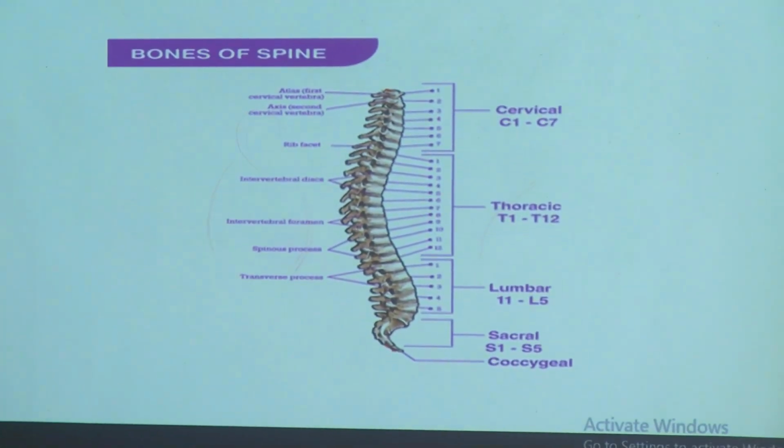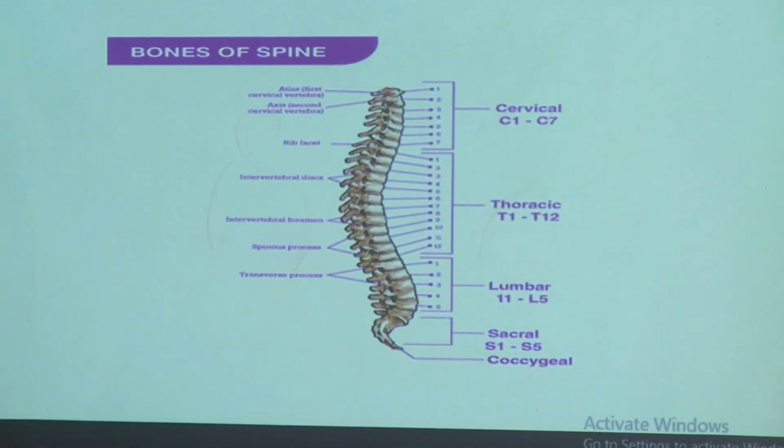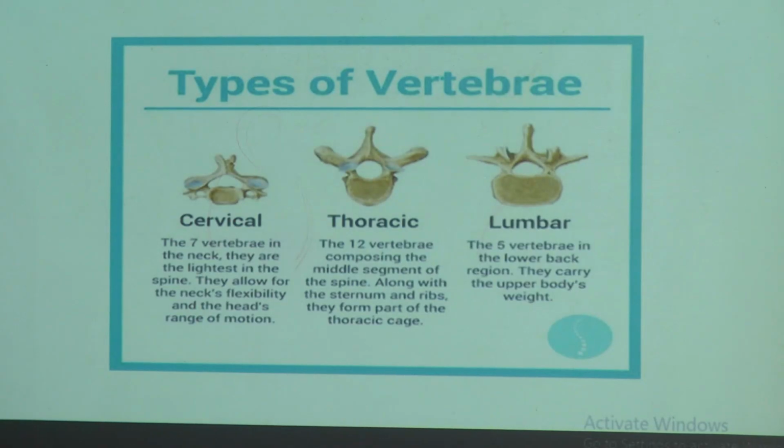Okay, so the cervical is also divided into typical and atypical. Today I'll be discussing the typical one, C3 to C6. Next the thoracic, next the lumbar, then the sacrum and coccyx. Okay, so there are a few differences between these three vertebrae. Listen properly. There are 3 or 4 differences present by which you can easily identify whether this is cervical, thoracic or lumbar.